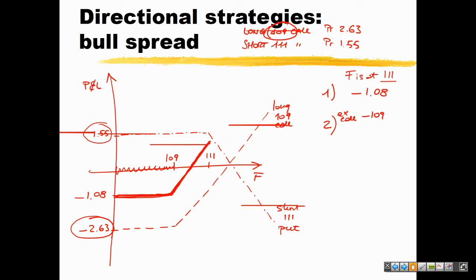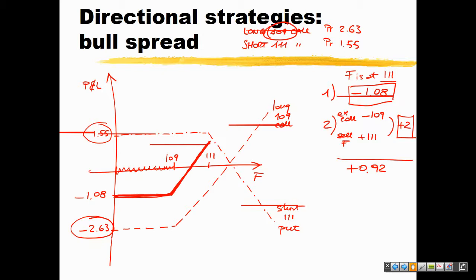And then you do what? By exercising the call, you get one future, and the future trades at 111. So the other thing is that you sell the future. The combination of these is a profit of 2. So the overall result is a profit of 0.92, which is the combination of minus 1.08 in terms of difference of premium and plus 2, which is the profit on the future. I hope I've been sufficiently clear.